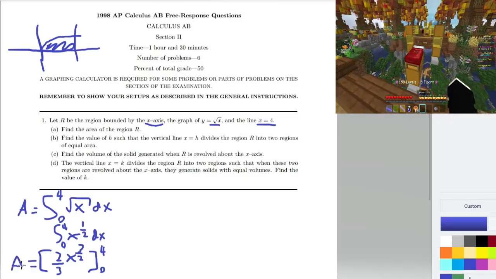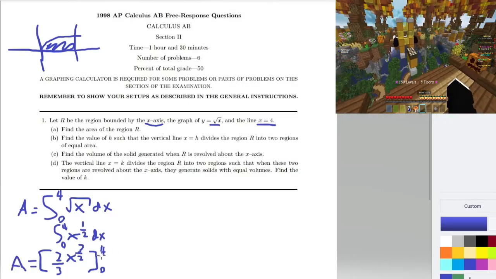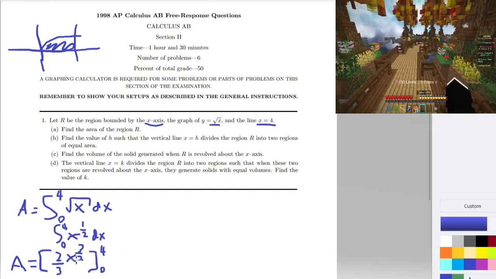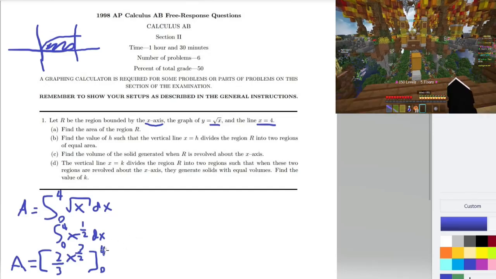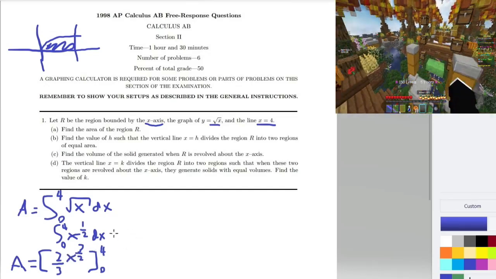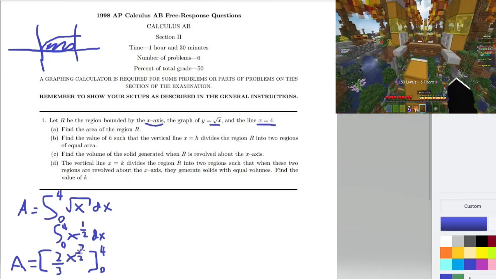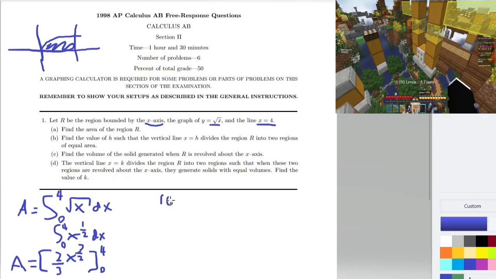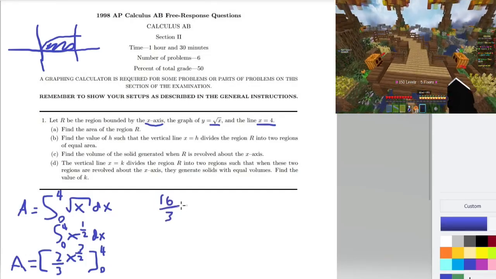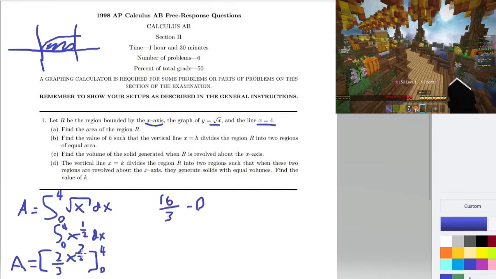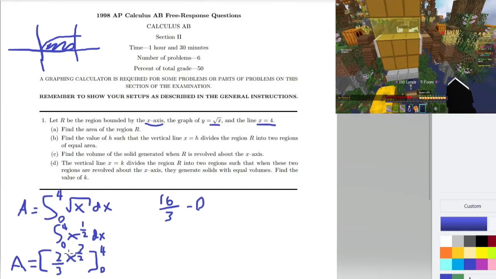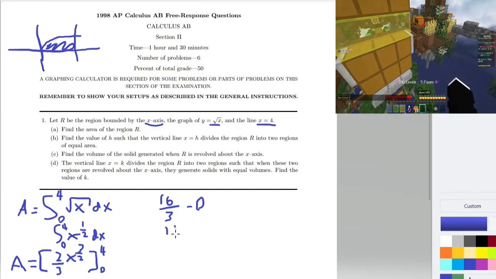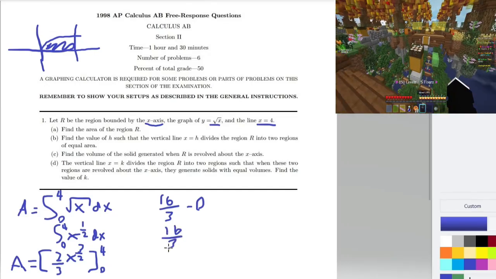So now we know the fundamental theorem of calculus. We're going to take this 4 in, and then we see 0 is going to be nothing, so we don't need to worry about that. So we take the 4, we have the square root, which becomes 2 to the power of 3 times 2/3. That's going to give us 16/3, and then minus 0, because it's x to the power of 3/2, and that's going to be 0. So our area will be 16/3.